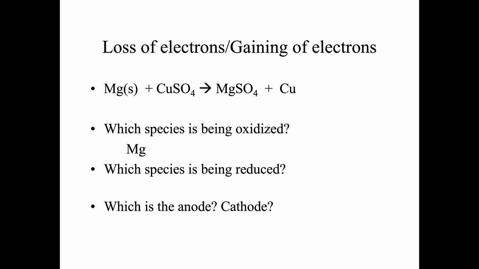So we're coming back from pause, and you're correct. The copper, it's actually the copper ion, copper 2+, is being reduced. And then which is the anode and which is the cathode? So the anode is where the oxidation takes place. So that can be the magnesium or the copper. Hit pause. Okay, back from pause. That's right, the magnesium would be the anode, and of course the cathode would be the copper.